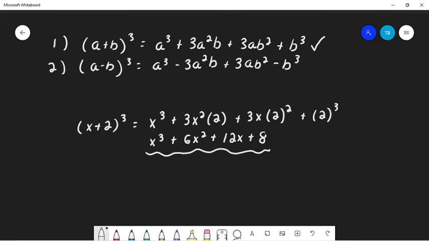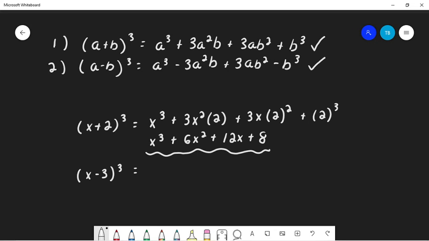Okay, let's try an example modeled after number 2. So the product pattern will be exactly the same as in number 1, except remember that the second and fourth terms in the product are negative. So let's try one down here. Let's do x minus 3 cubed. Okay, and this is modeled after number 2, so you can always refer to this product pattern up here.